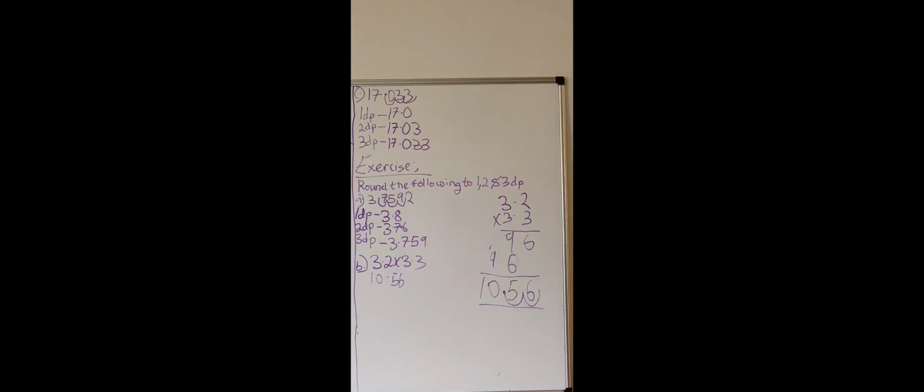So since the answer is 10.56, we can start rounding it to 1, 2, and 3 decimal places. So to 1 decimal place, it's 10.56. So that will be 1, so it's going to be 10.6. 2 decimal places is going to be, since there's nothing behind 6, 10.56.